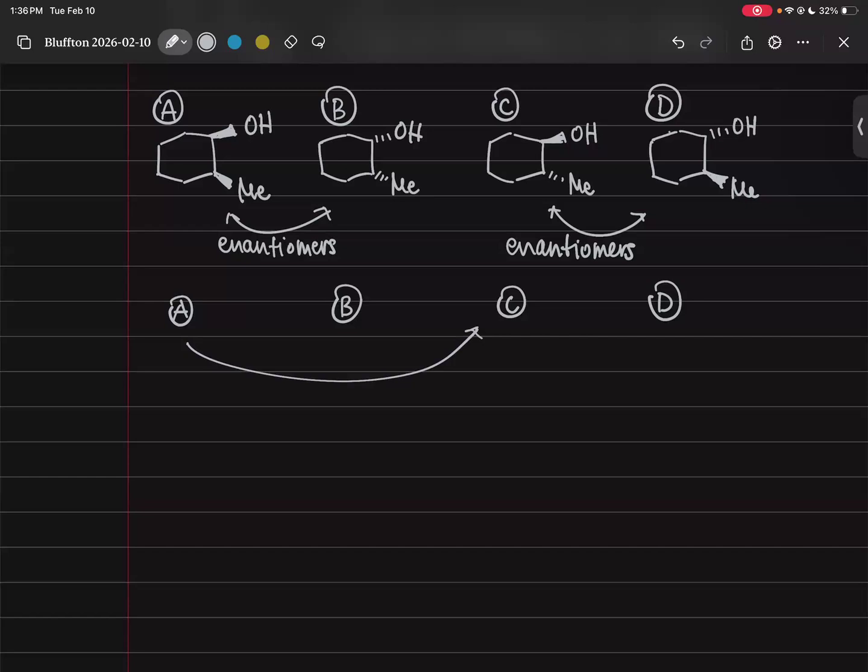What about the relationship between A and C, which is actually the same as the relationship between A and D? Going from A to C, the OH stays the same, right? It's on a wedge in both cases, but the methyl group has gone from a wedge to a hash. So we flipped one of the two stereocenters. That's some, but not all. So A and C are diastereomers.